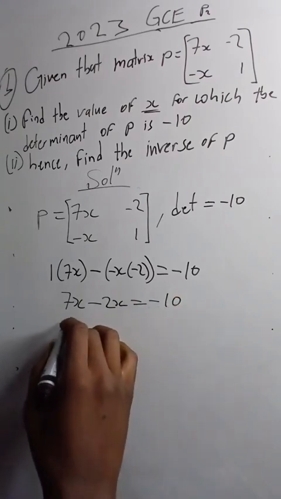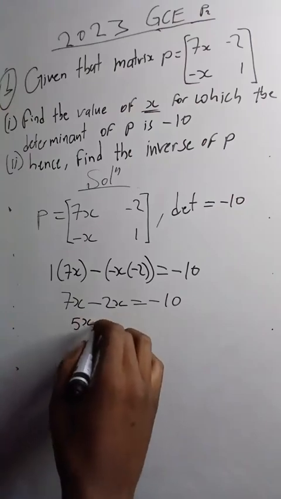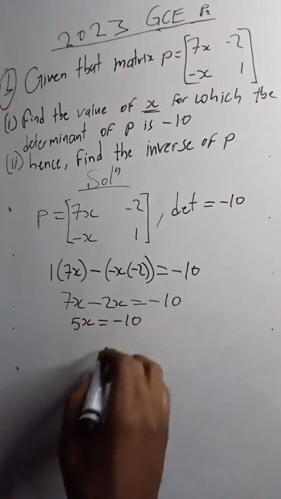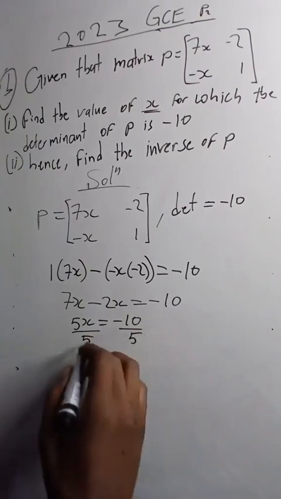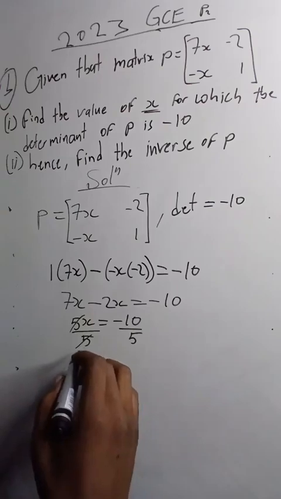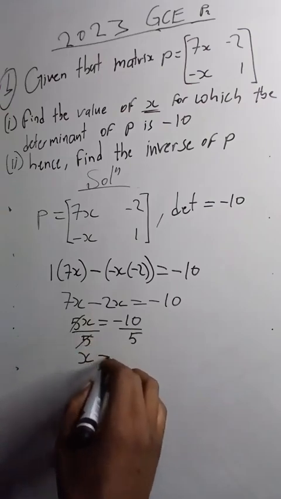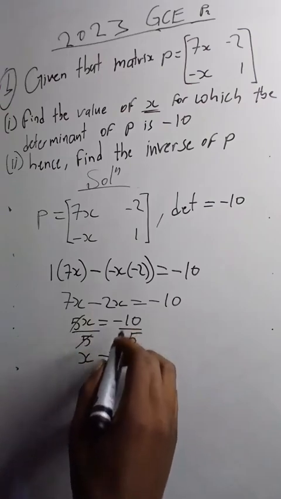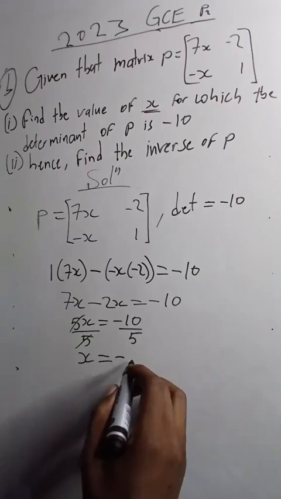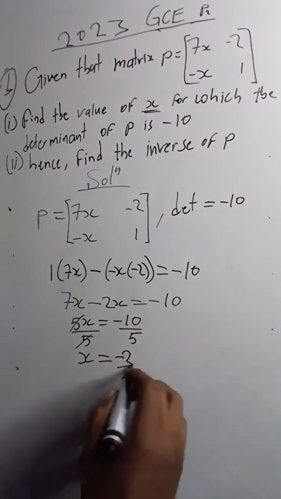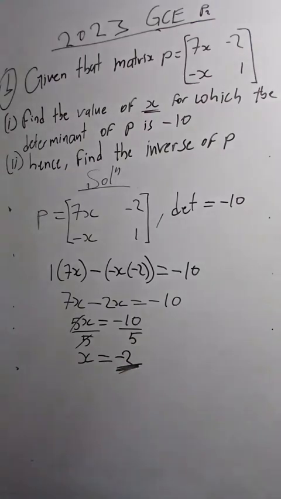The difference here, we're going to have 5x is equal to negative 10. And then divide both sides by 5. 5 and 5 get 1. 1 times x, you remain with x, and this is equal to negative 10 divided by 5, which is negative 2. So our value of x is negative 2. Now we go to the next question.